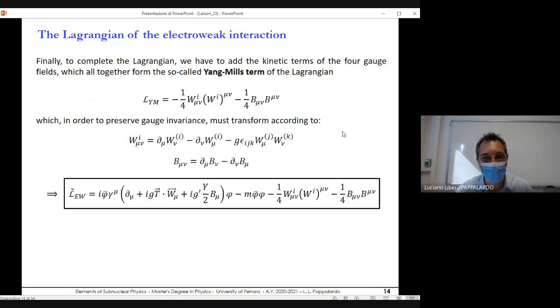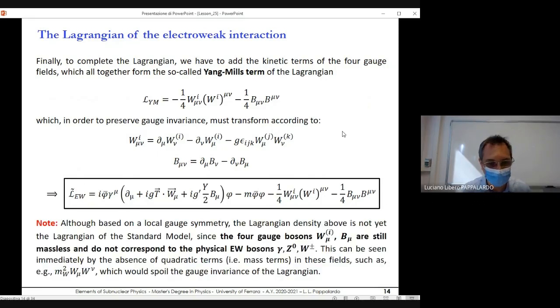What is missing here, and what is also missing in the QED and QCD Lagrangians, is the mass term of the gauge bosons. We don't have a quadratic term in the gauge bosons here. For QED it is okay because the photon is massless. For QCD it is also okay because the gluons are massless. But now we have a problem because we know that the W and the Z bosons are not massless. They are actually quite heavy. So indeed, there is something missing in this Lagrangian. This cannot be the final Lagrangian of the standard model, of the electroweak sector.